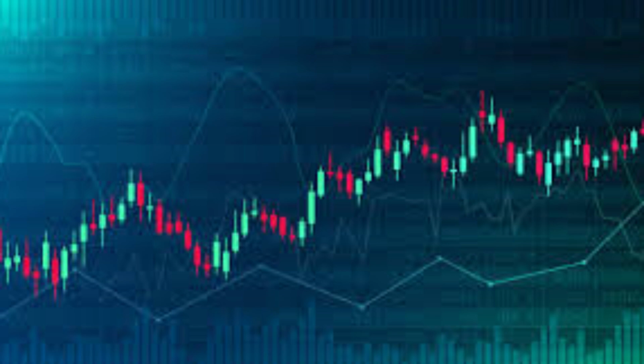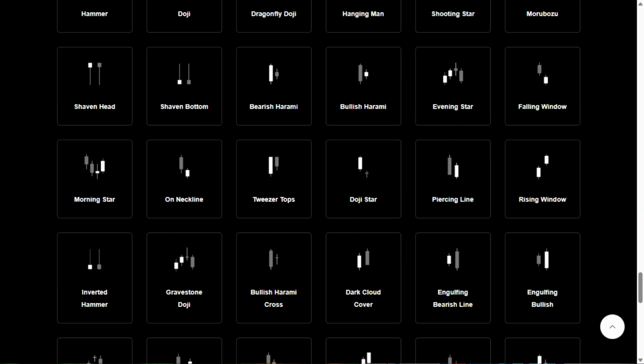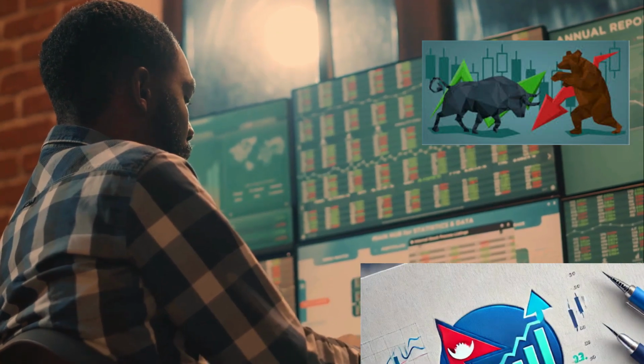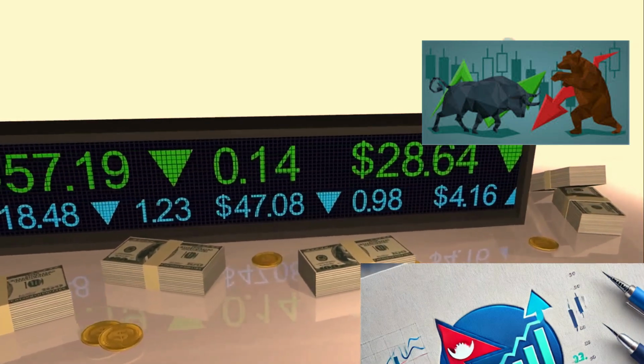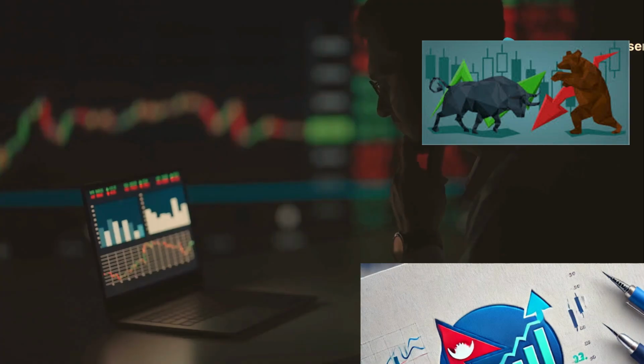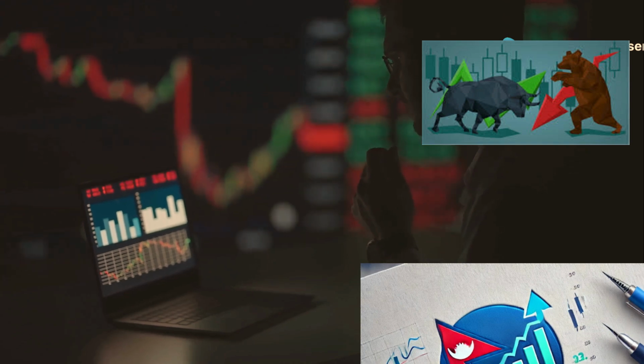Section 9. Final thoughts. Chart your course to success. Candlestick patterns are powerful tools, but they're just one piece of the trading puzzle. Use them in conjunction with other indicators, your own market knowledge, and a solid risk management strategy. Remember, trading is a marathon, not a sprint. Be patient, be disciplined, and never stop learning.